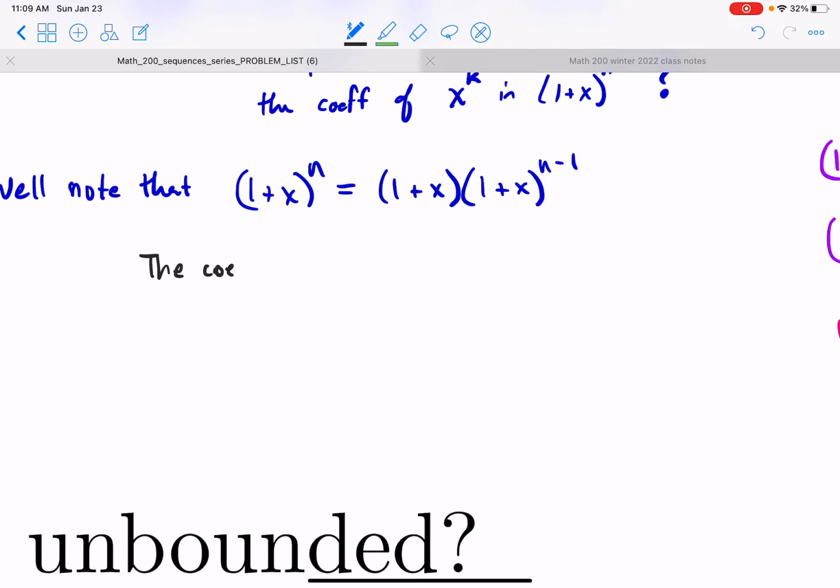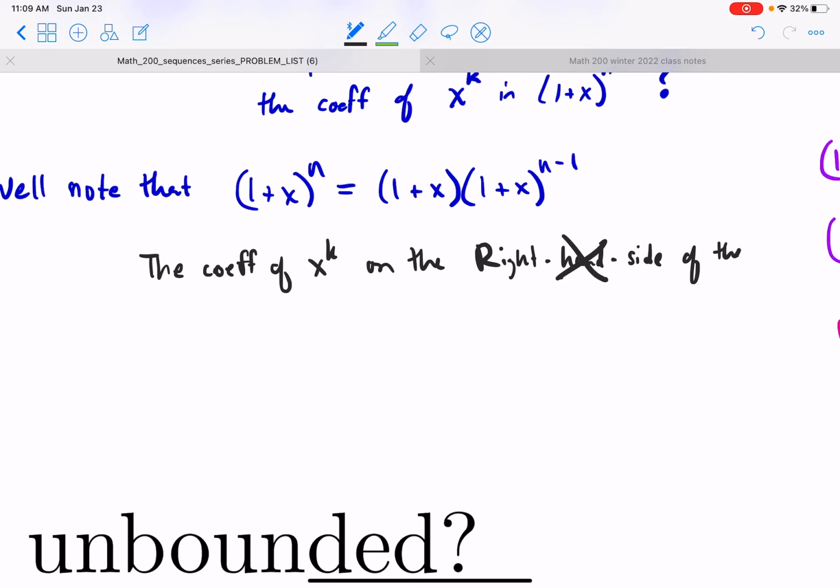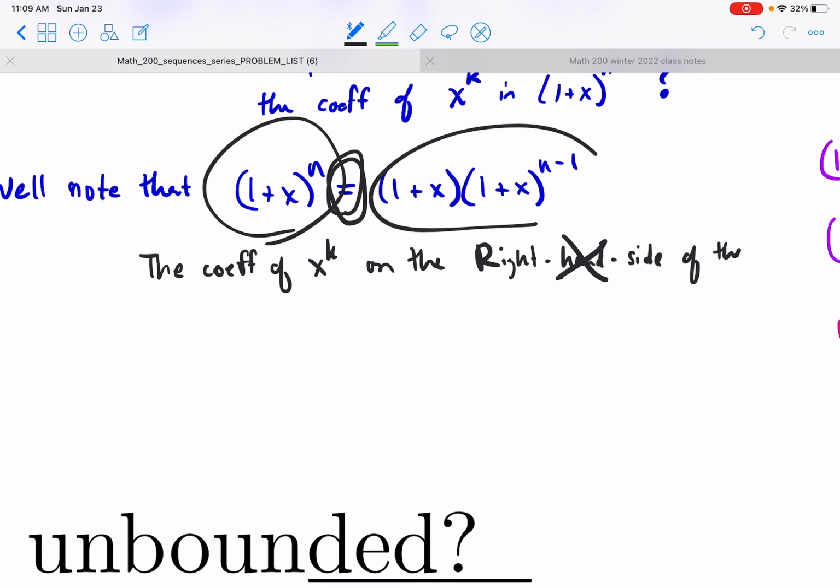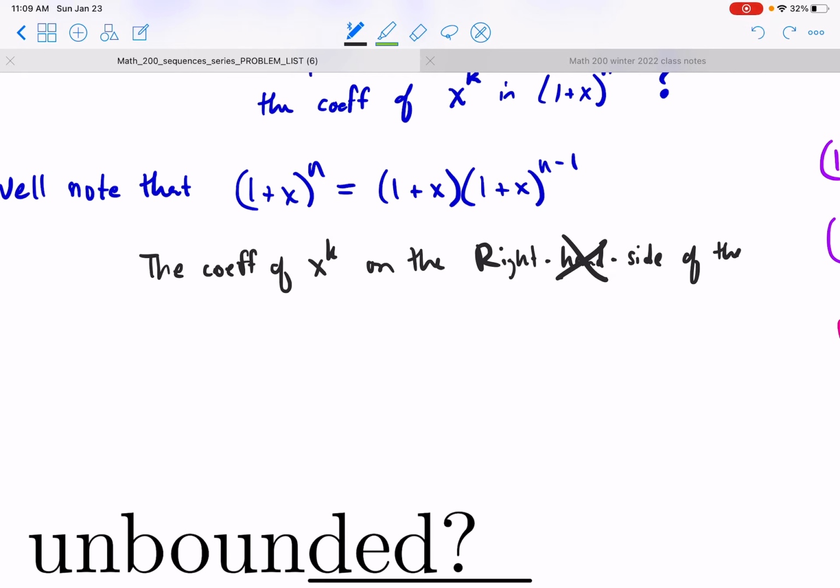The coefficient of x to the k on the right-hand side, that's a often useful abbreviation, right-hand side. You don't need hand, just the right side of the equation. Here's the equation. Here's the left side. Here's the right side of the equation. That's also a very helpful EQN for equation.